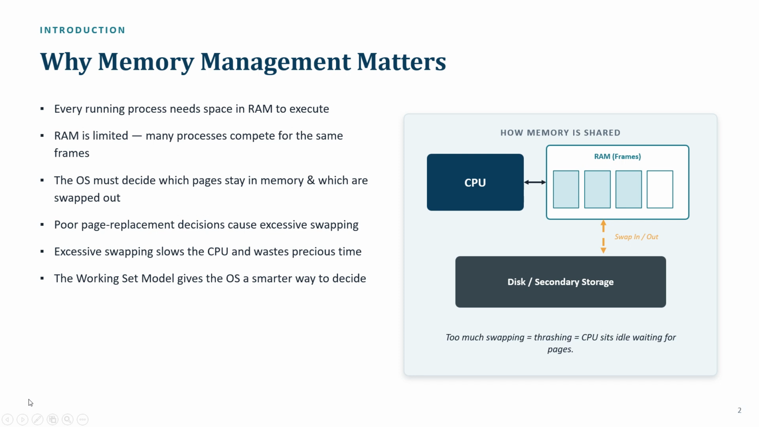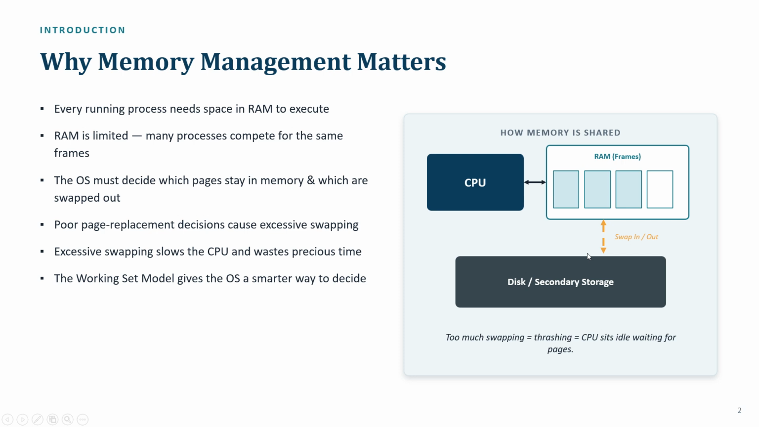First, let's start with the introduction. So, what is a RAM? RAM is a temporary memory that stores the data and programs currently being used by the CPU. Here you can see the CPU is on the left and RAM is in the middle, divided into small blocks called frames, and the disk at the bottom. When RAM runs out of space, the OS swaps, or it moves some pages out to disk and brings in the one it needs right now.